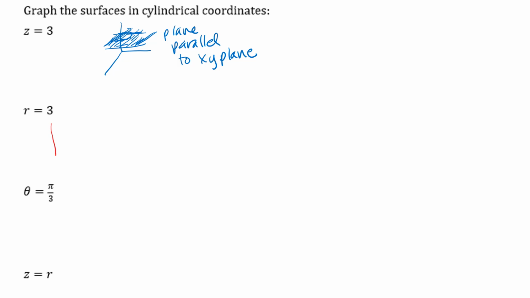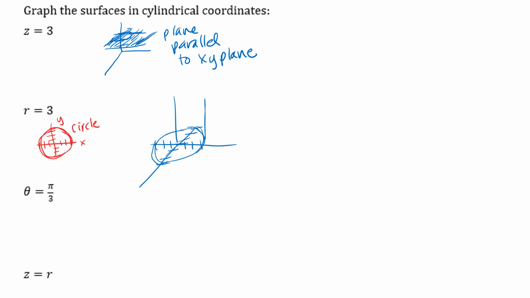All right, r equals 3. I'm going to do a little two-dimensional picture here of r equals 3 just in the xy plane in polar coordinates. And so hopefully you recognize that. If you just think about what r represents in polar coordinates, it's a radius. So that's a circle of radius 3 in the xy plane. In cylindrical coordinates, in 3 dimensions, I have that circle, r equals 3, in the xy plane. But then z is unrestricted by this equation.